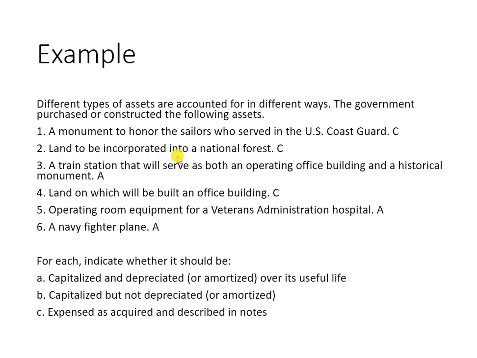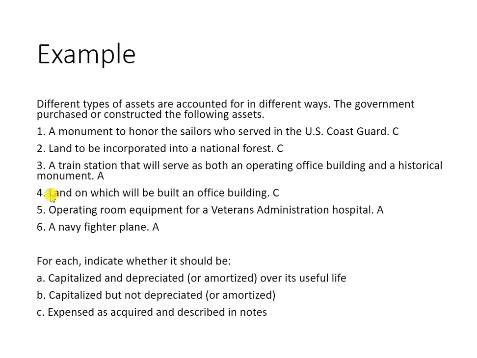Land to be incorporated into a national forest. Right, this is a typical stewardship land, so the choice is C. A train station that will serve as both an operating office building and a historical monument. So this is a typical multi-use asset. It's half heritage asset and half general asset. So it will be treated as a general asset and will be capitalized and depreciated. Choice is A.